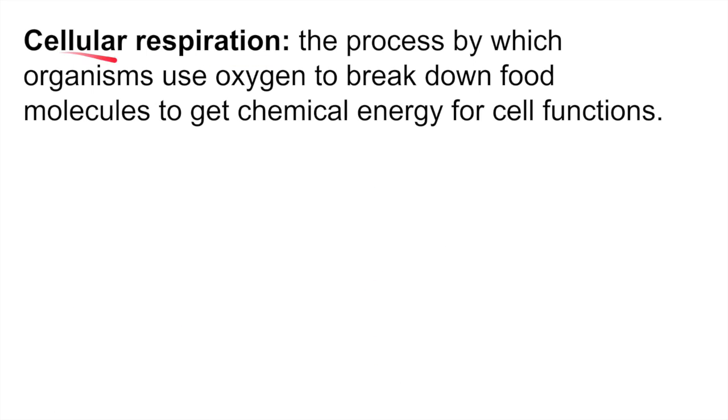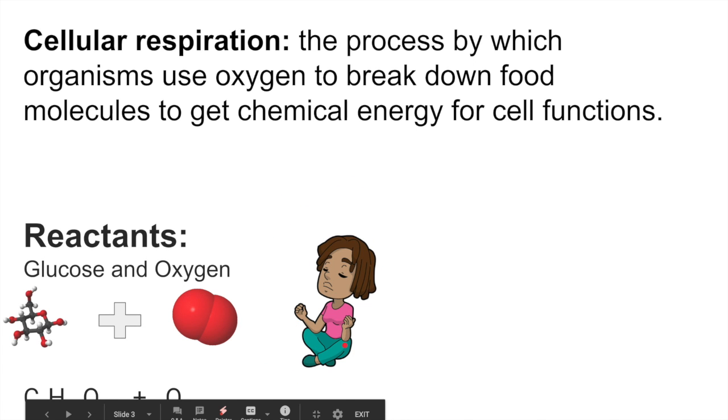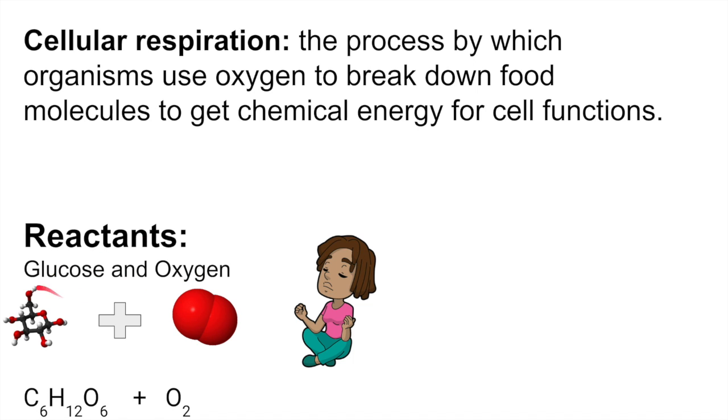On the other hand, we have cellular respiration, which is a complementary process to photosynthesis. It's the process by which organisms use oxygen to break down food molecules to get chemical energy for cell function. So we have somebody living their best life doing some meditation. Even though she's meditating, she's still using energy, and that is represented by this chemical equation. Every chemical equation has reactants, or what goes into the equation. In this case, it's glucose and oxygen. Remember, glucose is this big molecule, and oxygen is this molecule here.